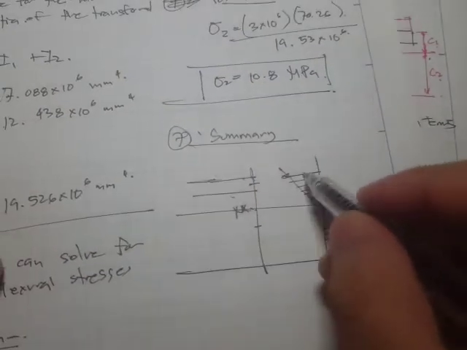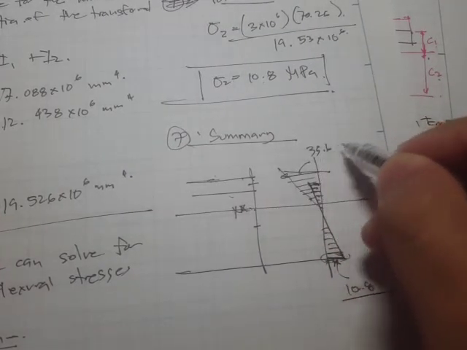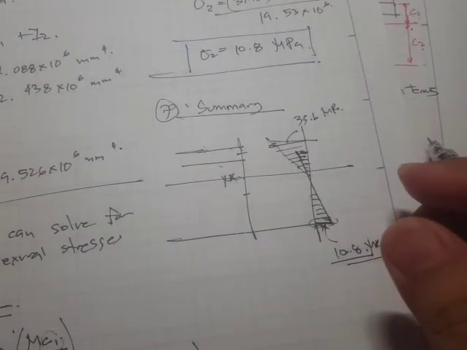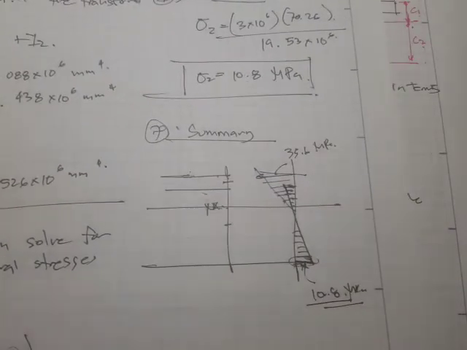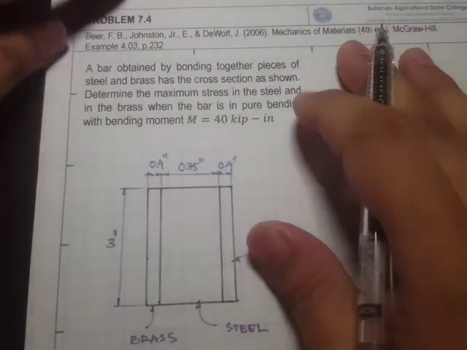Okay, so that's our stress distribution, 35.6 megapascals. I think that's enough, but it's also possible to have a composite beam that looks like this.